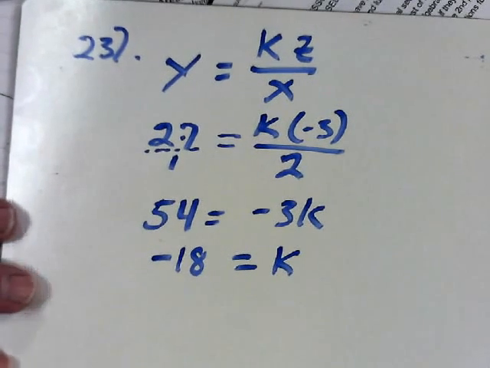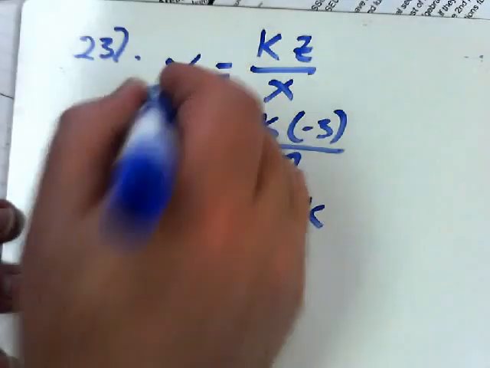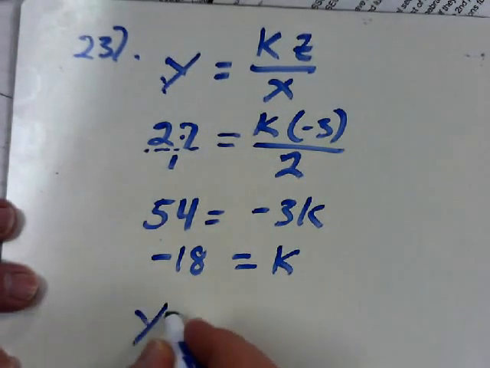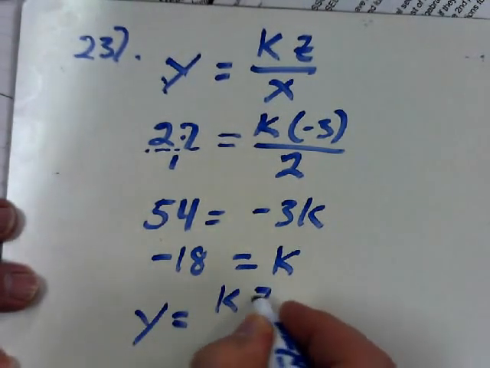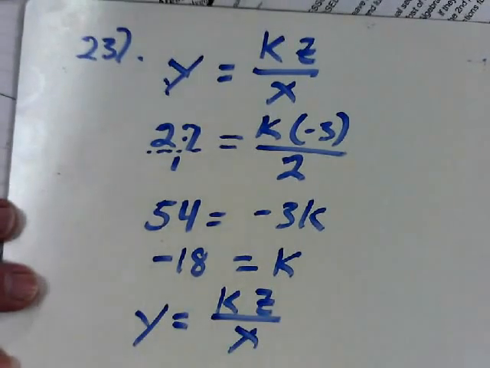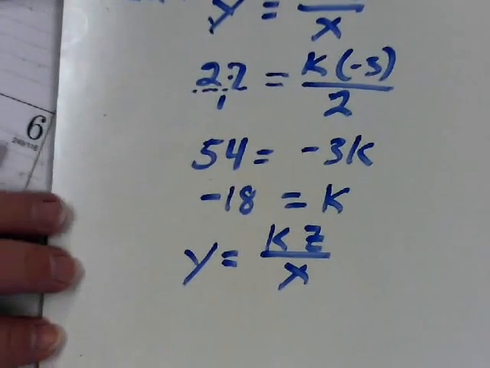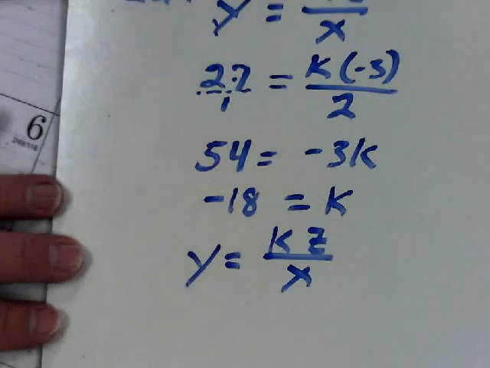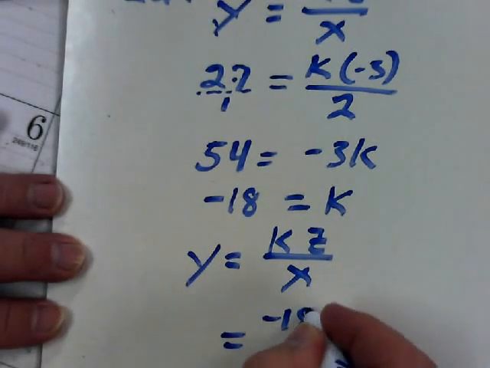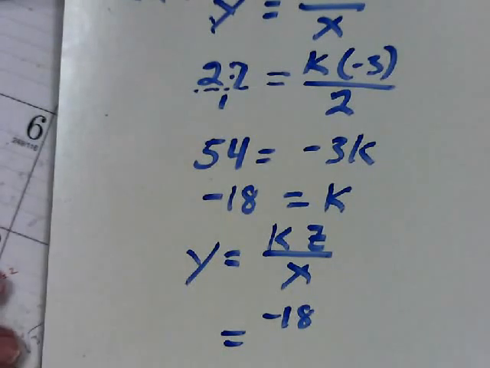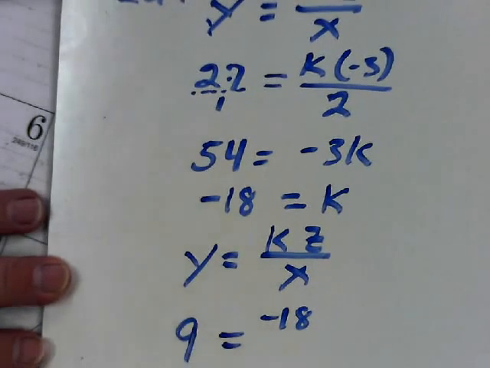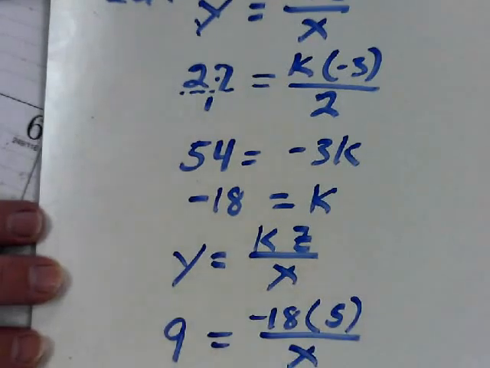Okay? Using the same function that I wrote up here, y equals kz over x. I know the k right now, don't I? So I put in negative 18 for the k. What else do I know from the problem? Y is 9, and Z is 5, so the 5 goes here. I need to find x, don't I?